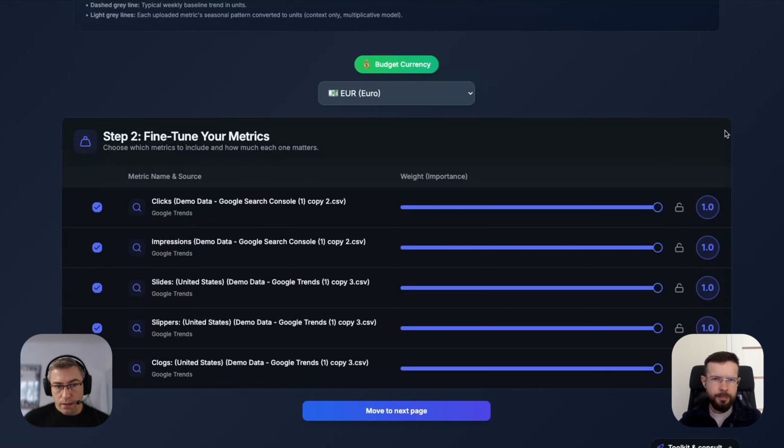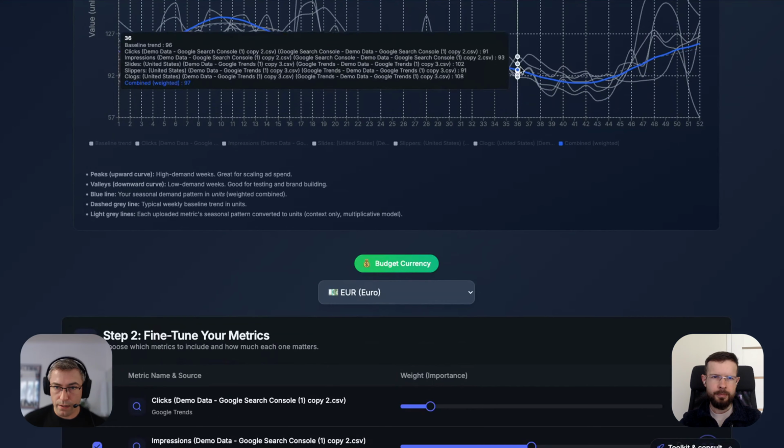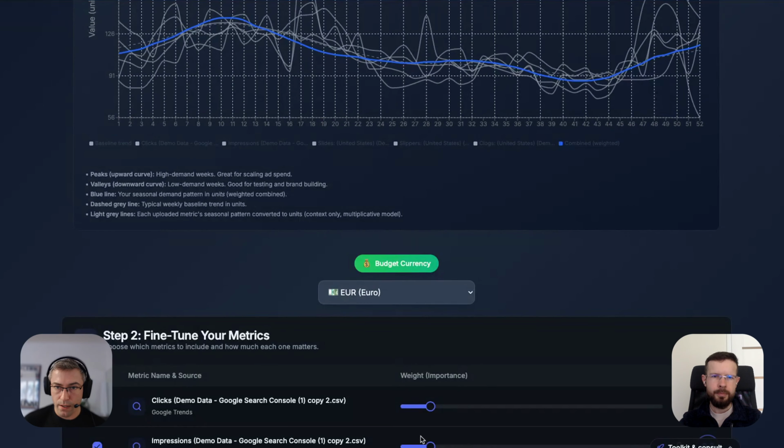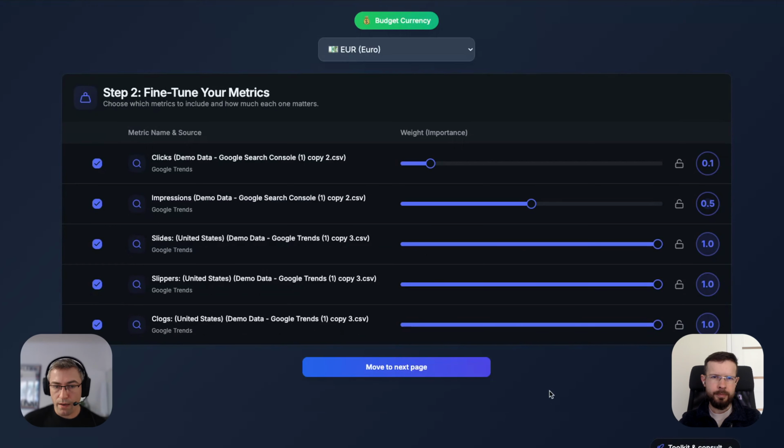And what is critical is to adjust the weights and also the metrics. I could say that clicks don't matter that much, because let's say this business just started recently and it's an absolutely new business. So there are some impressions, but I think that they are not that important. I adjust the weight to 0.5. And what's happening here, the numbers adjust the moment I change it. That's important, because it's all about refinement and knowing what variables have what weight. In here, for that specific business, I would say slides have very little importance, slippers have 0.6, and clogs have the biggest for some reason.